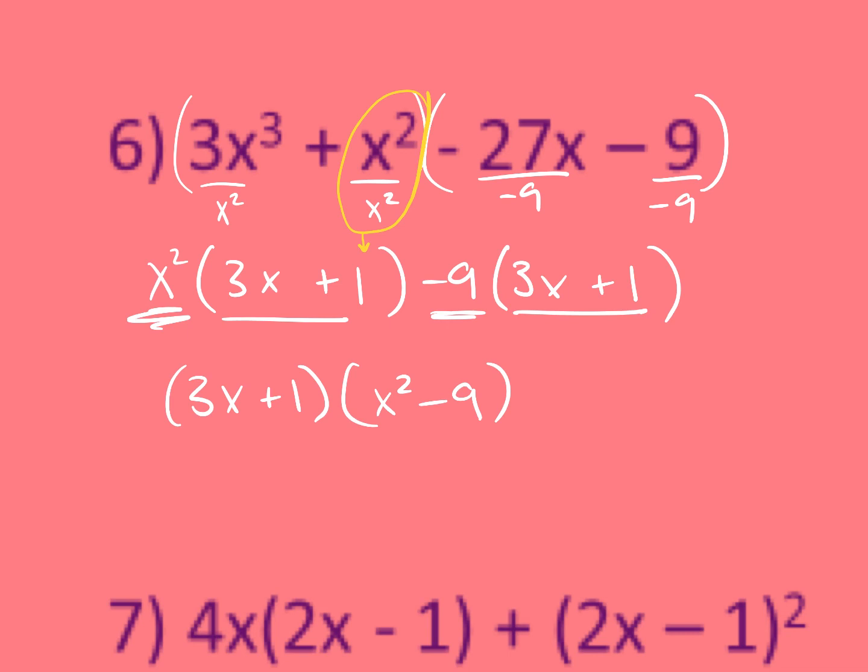Can I factor this even more? Which part factors? The x squared minus 9. These are both perfect squares. So what times what gives me x squared? x and x. What times what gives me 9? 3 and 3. So how does that factor? x plus 3 and x minus 3. Difference of two squares gets two parentheses. And then I start with that 3x plus 1. Just don't forget that part in your answer.